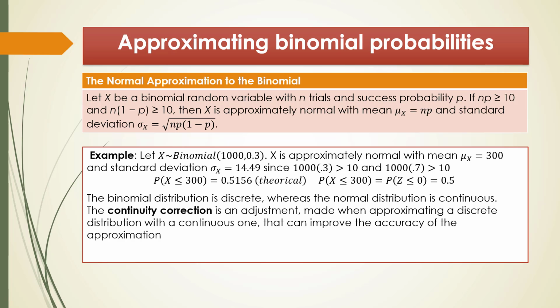And to get rid of that inaccuracy, we use a method called continuity correction. The continuity correction is an adjustment made when approximating a discrete distribution with a continuous one that can improve the accuracy of the approximation.